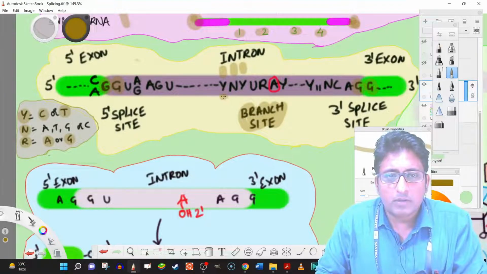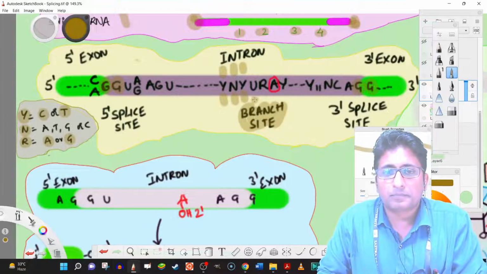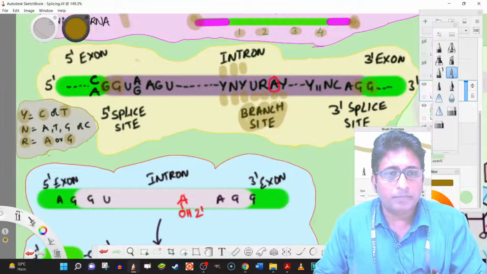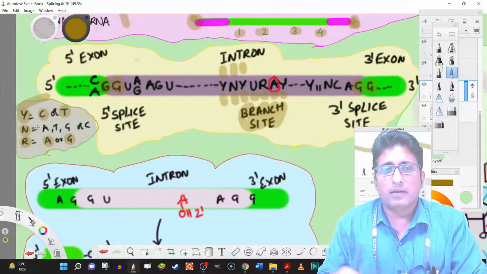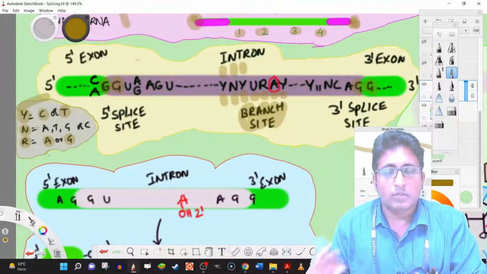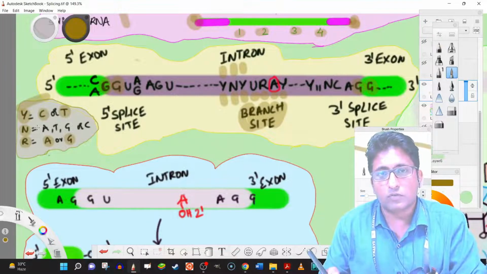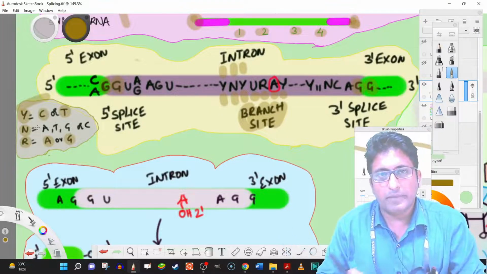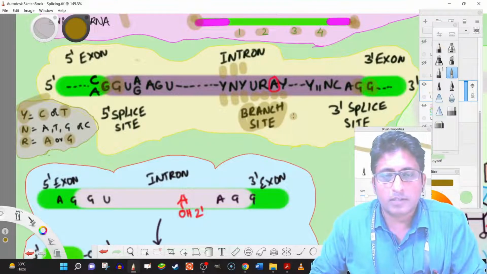So in the branch site, we have Y, which is for either of the pyrimidines, and N and Y. And then we have uracil. R is for any of the purines, and A and Y. One of the things that we need to remember when we are talking about this, say N, R, and Y, is that we also have single letter codes for amino acids. Y is for tyrosine, R is for arginine, and so on. So we shouldn't confuse the amino acids and the bases that are being represented here. So the context is everything in these cases.